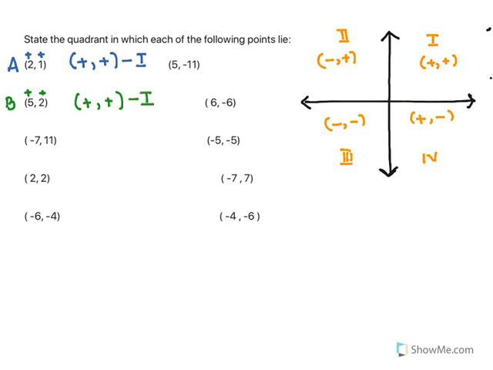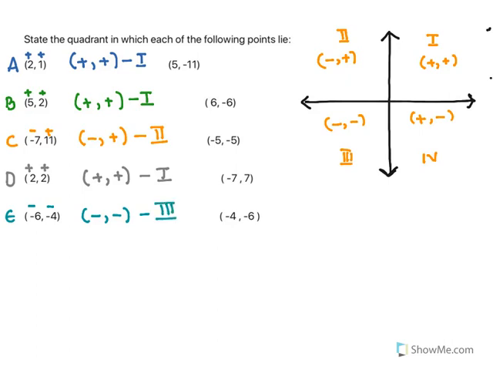Now let us take the next, say C. The x coordinate is minus, the y coordinate is plus. So minus, plus. And if you see minus, plus is in the second quadrant. Now for the next one, say D. x is plus and y is also plus. So positive, positive lies in the first quadrant. For E, x is negative and y is also negative. Negative, negative lies in the third quadrant.